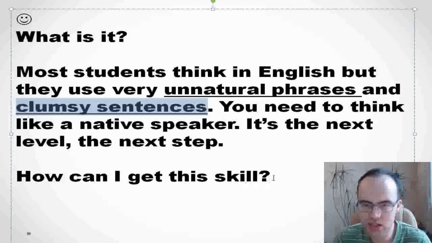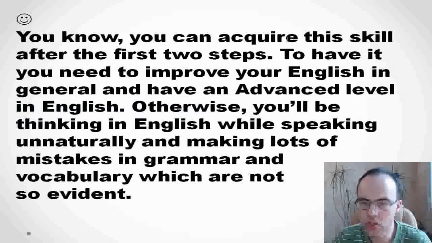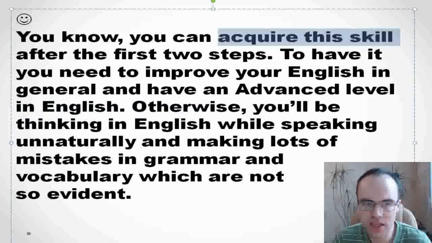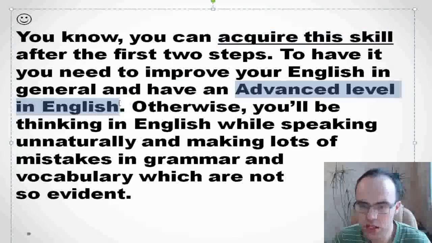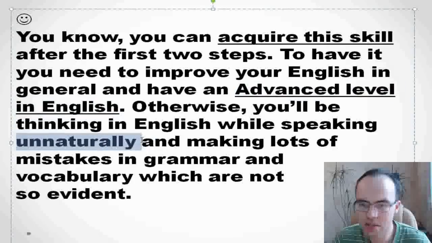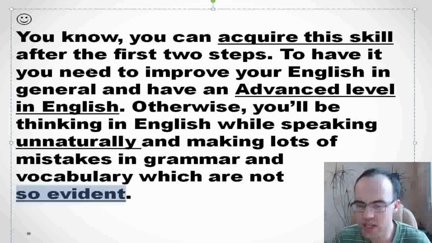So how can I get this skill? You can acquire this skill after the first two steps. To have it, you need to improve your English in general and have an advanced level. Otherwise, you'll be thinking in English while speaking unnaturally and making lots of mistakes in grammar and vocabulary, which are not so evident, really. Students make lots of mistakes, and the problem is that they don't realize that they make these mistakes. So you need to have an advanced level.